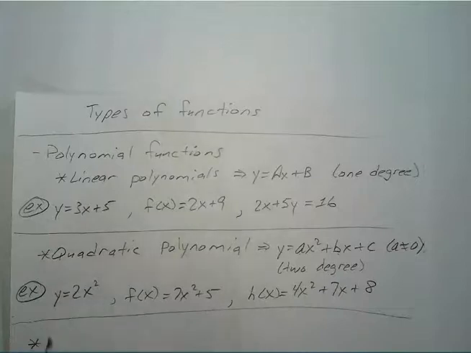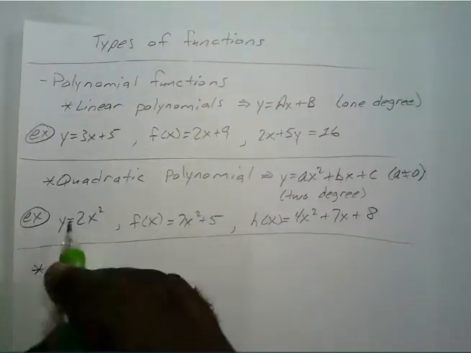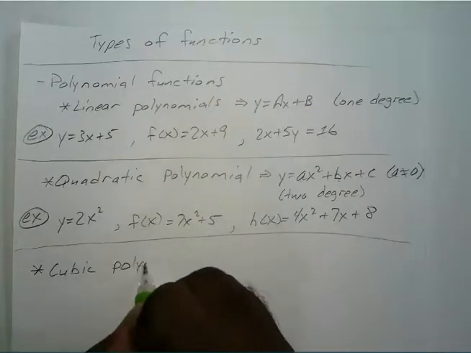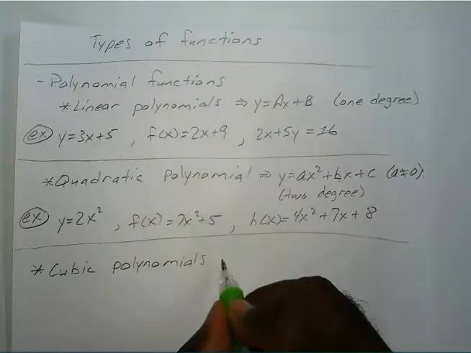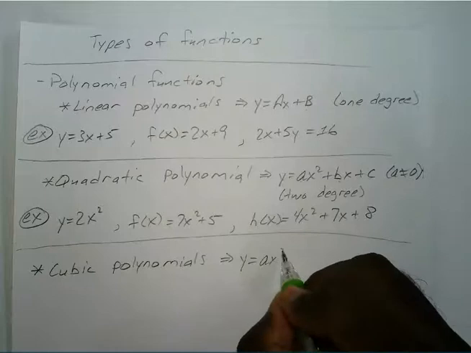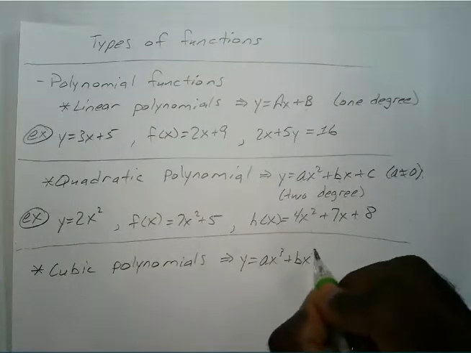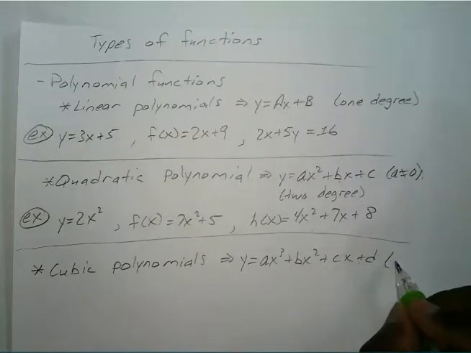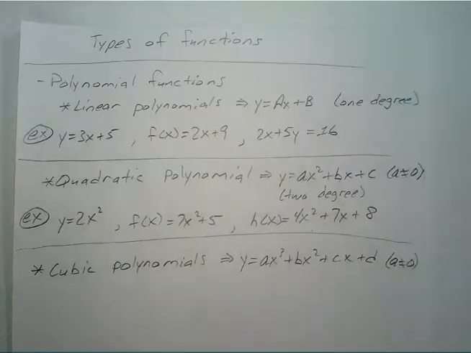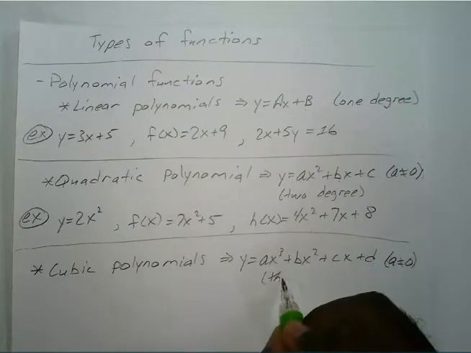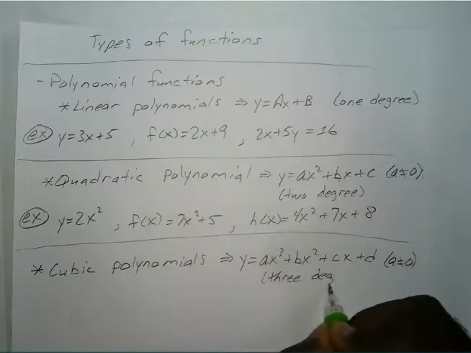So now we're looking at what we call cubic polynomials. Your cubic polynomials have the form y equals ax to the third plus bx squared plus cx plus d, where your a, b, c, and d are just real numbers. And of course, again, your a cannot equal 0. And these are polynomials of 3 degrees.